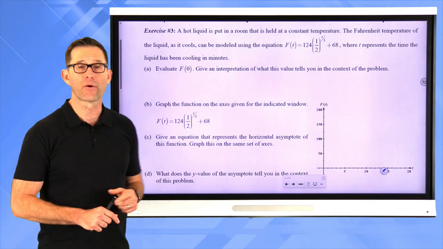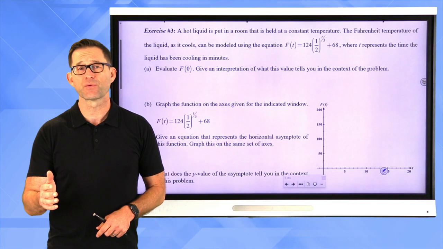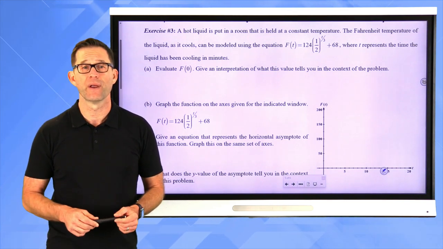Anyway, let's take a look at letter A. Evaluate f of 0. Give an interpretation of what this value tells you in the context of the problem. And I would suggest right now that you should evaluate f of 0 without using your calculator. Pause the video now.